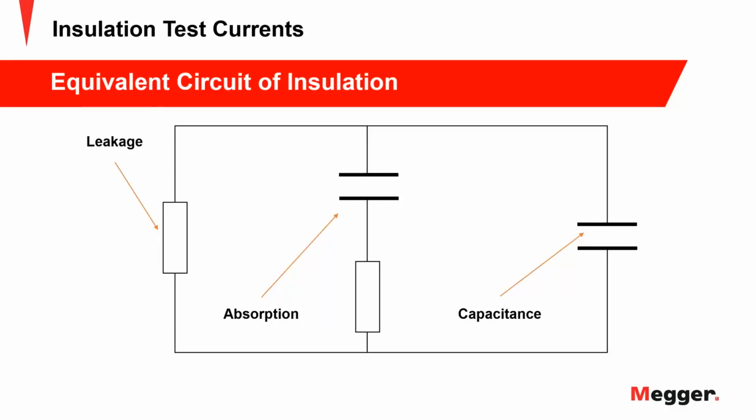This is another depiction. Leakage current is primarily resistive. Capacitive current is just capacitance to charge right up. And absorption is a combination of the two, and so is a little bit harder to deal with. Next.